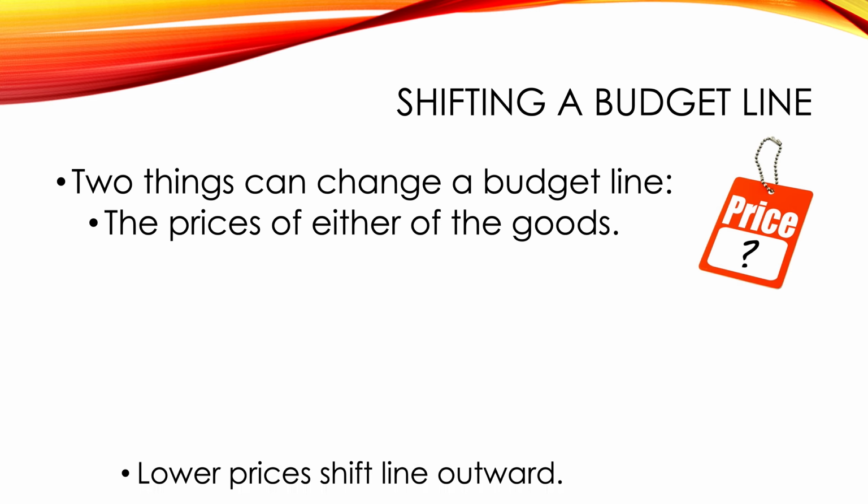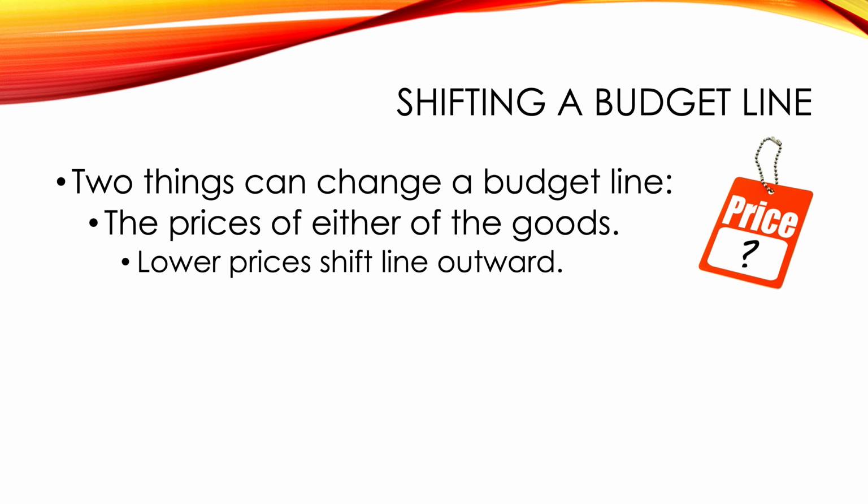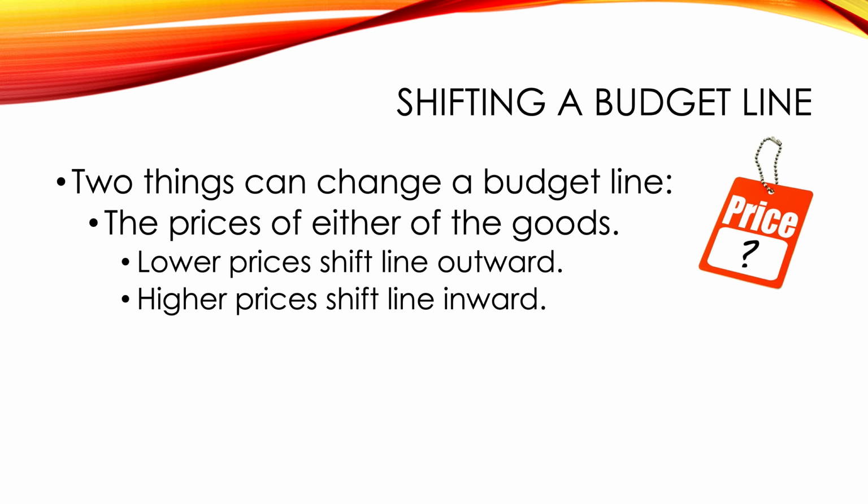So if the prices get lower for either of those goods, that's going to shift the line outwards because it means you can buy more of those things than you could before because they don't cost as much. On the flip side, though, higher prices are going to move the line inward because if, again, pants and shirts become more expensive, then you can't buy as many of them as you could before. So that's one factor, right? The prices of the goods can change.